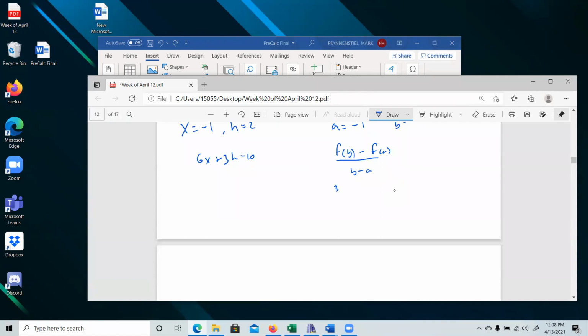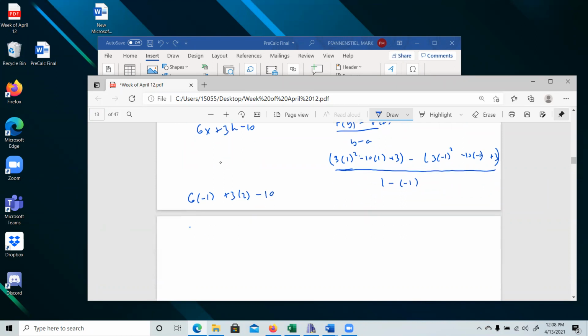We're going to say 3 times 1 squared minus 10 times 1 plus 3, that's my f of b, minus 3 times negative 1 squared minus 10 times negative 1 plus 3. And this is all over 1 minus negative 1. Pretty good. So plugging in here, we have 6 times negative 1 plus 3 times 2 minus 10.